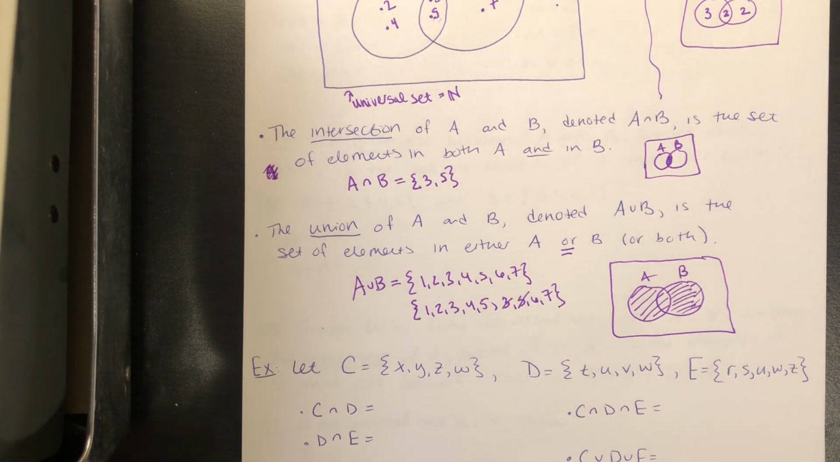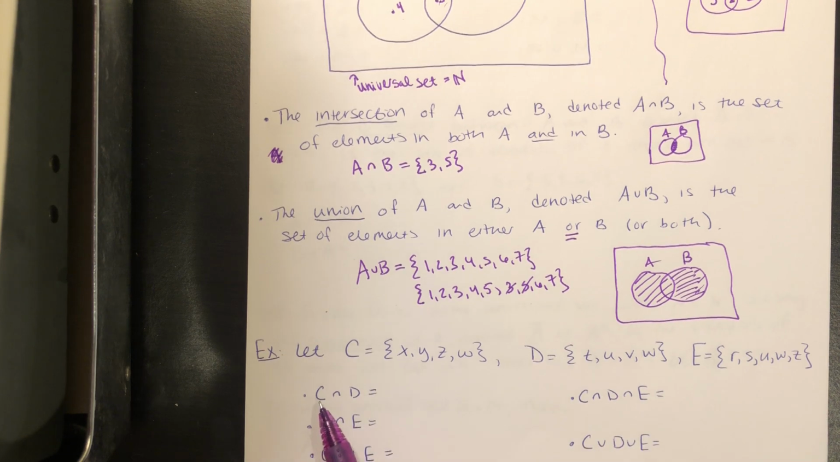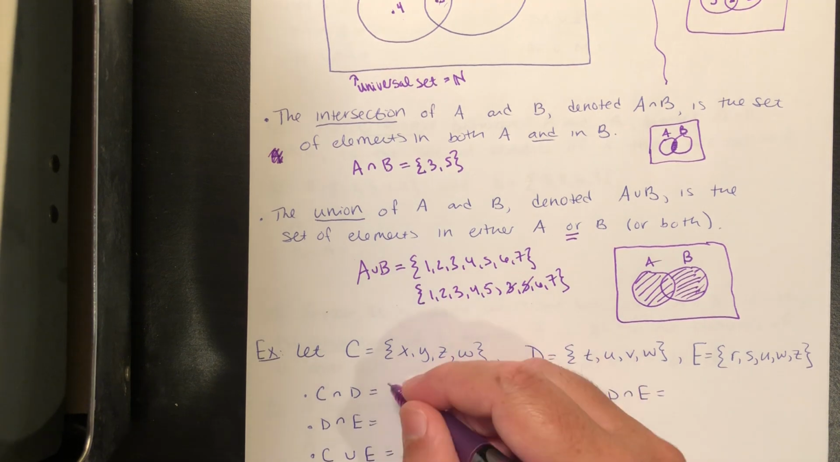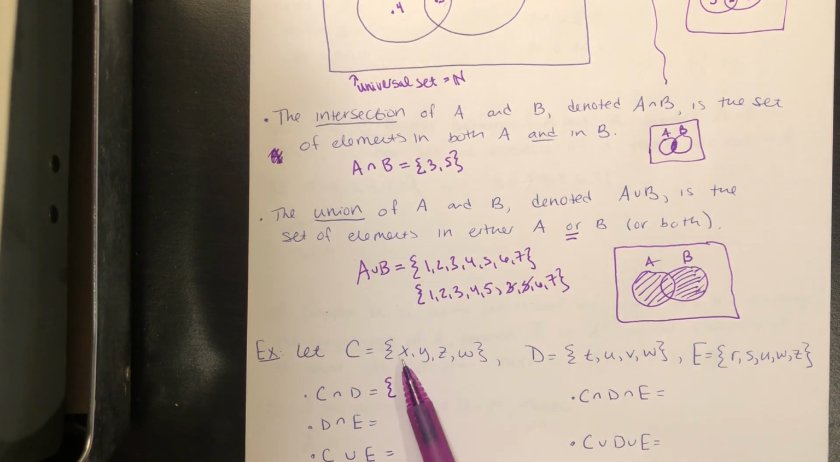That's joining everything together. All right, so this is C intersect D. This is the set of all things that are in both sets. So what elements are both in C and in D?